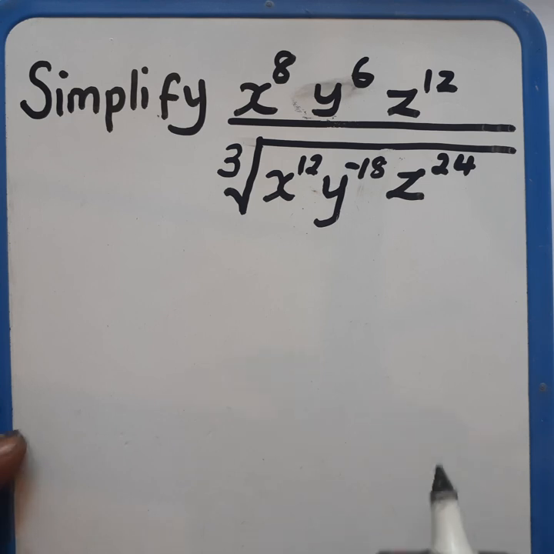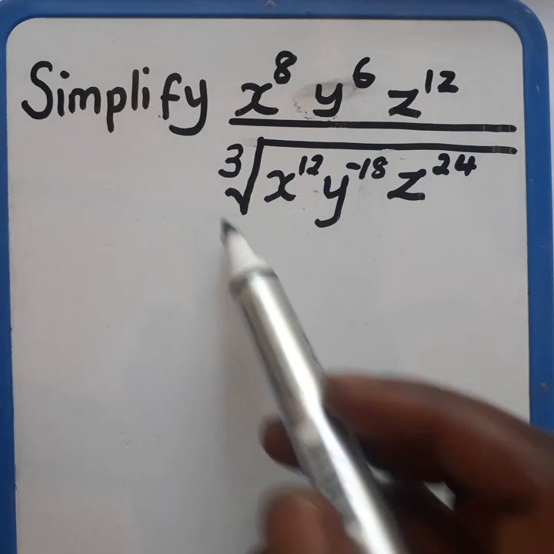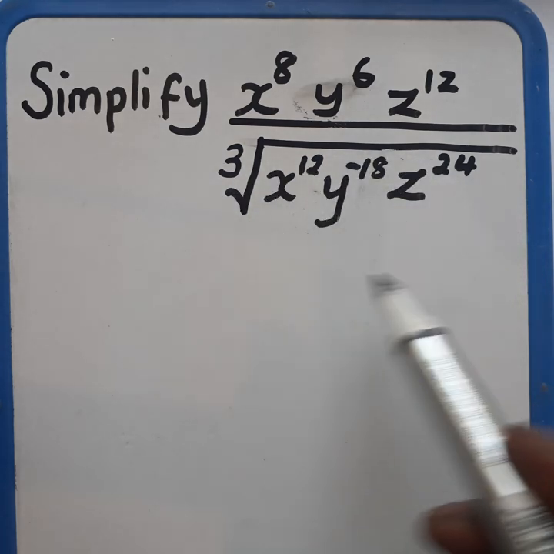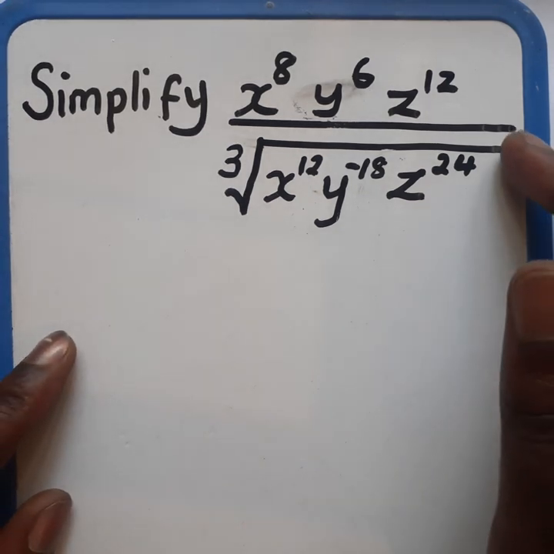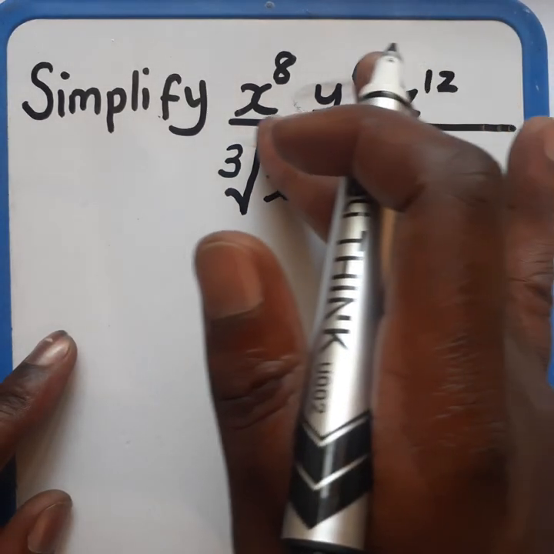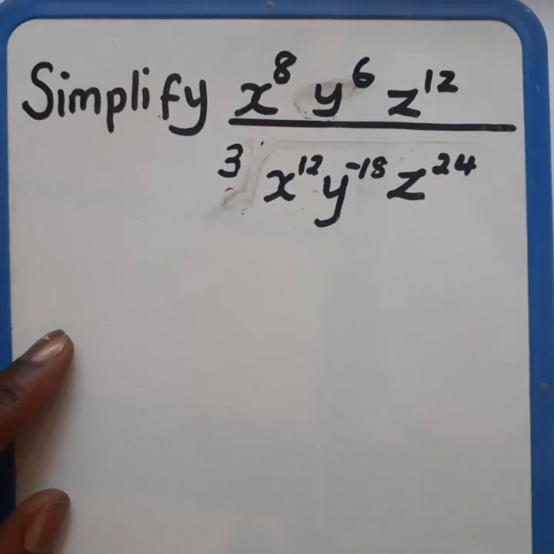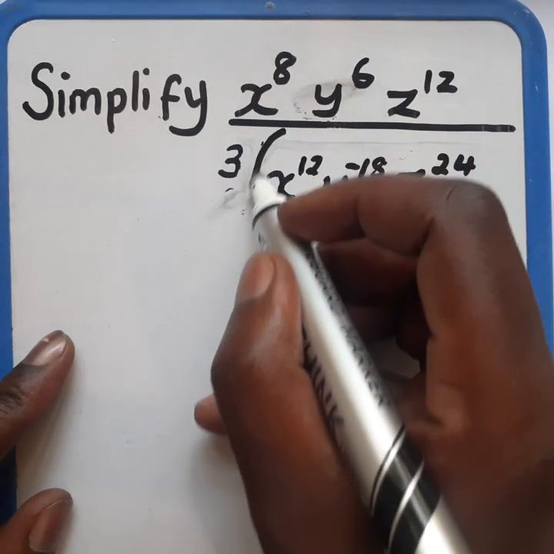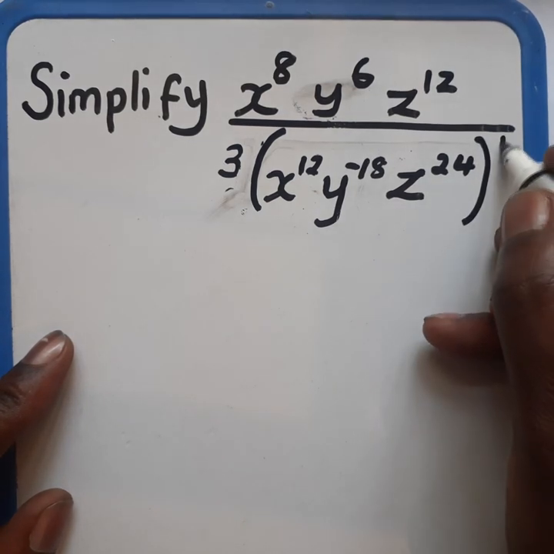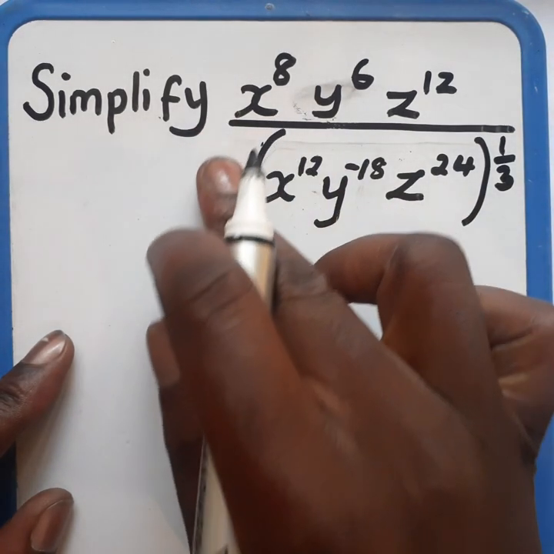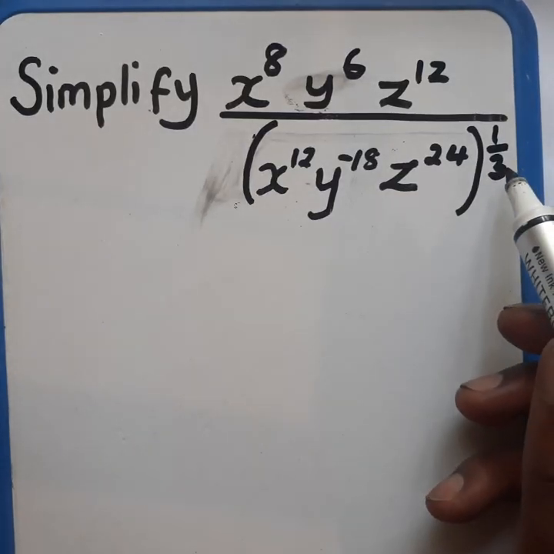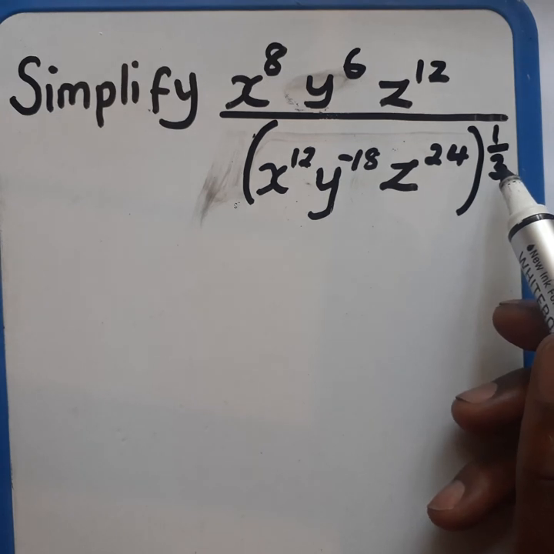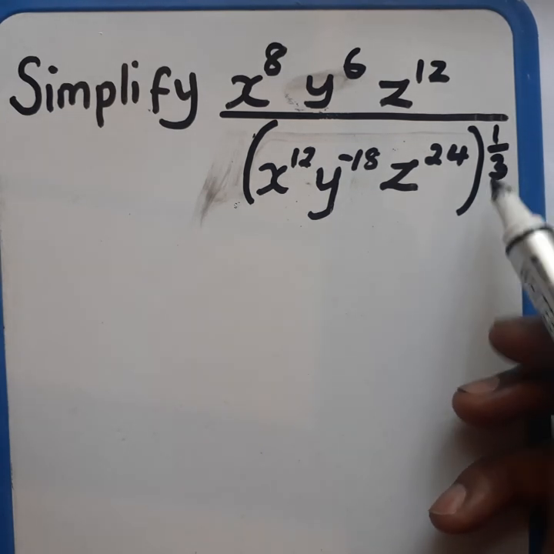Okay. So the first thing that we are supposed to do is to rewrite the denominator. How are we going to do that? Allow me to rub this, okay? Because of these three here, we need to write this part like this, and this will be 1 over 3. To get rid of the cube root, this is what we are supposed to do.